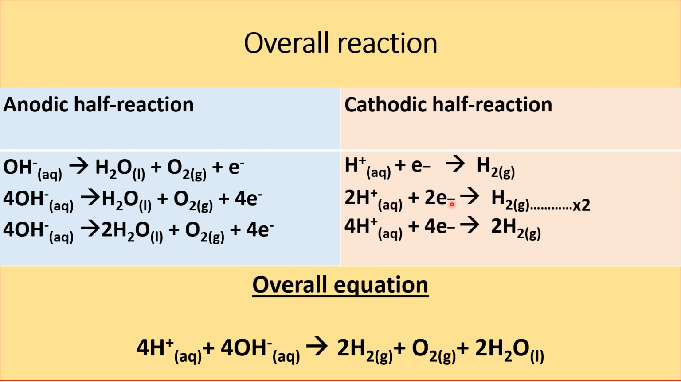So if I multiply this equation by 2, I have 2 times 2H plus to be 4H plus, 2 times 2E minus to be 4E minus, and 2 times H plus to be 2H plus. Then the number of electrons gained and the number of electrons lost are now the same, and they can then cancel each other. So bring the reactants at the cathode and at the anode together, as well as the products at the anode and at the cathode, and that will give us this as the overall equation for the reaction at the anode and at the cathode in the electrolysis of dilute sodium chloride.